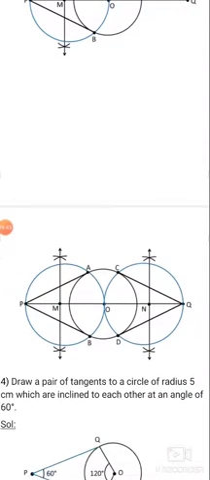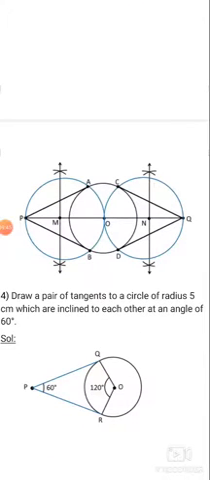Okay. Now next one. Draw a pair of tangents to a circle of radius 5 cm which are inclined to each other at an angle of 60 degrees. Now listen carefully. In the circle chapter, we have studied this type of question. So the two tangents PQ and PR are inclined to each other at an angle of 60 degrees. We know angle Q is equal to 90 degrees, same as angle R also 90 degrees, using theorem 1. That is, the tangent at any point of a circle is perpendicular to the radius through the point of contact.